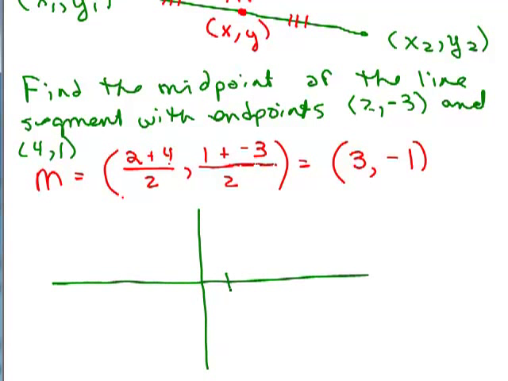Now let's look at a picture and see if that makes sense. So we have this ordered pair 2, negative 3, which is right here. And we have the ordered pair 4, 1, which is right here. So we have this line segment, right? And it looks like the midpoint is about right here. And it does happen to be 3, negative 1. So that seems like the reasonable answer.